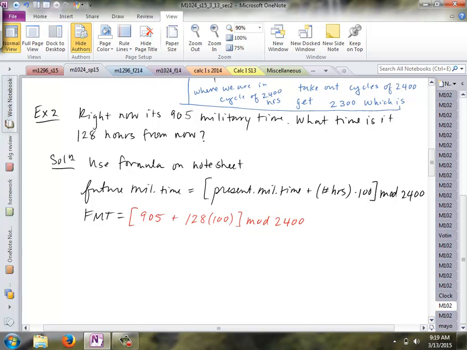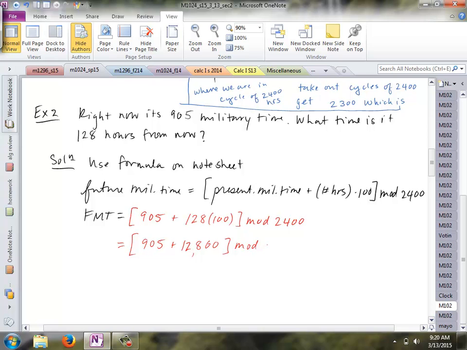mod 2400. Now there's some fancy modular algebra you can do, but for our purposes, the thing that will always work, and we should just do it this way, is to do the parentheses first, find the value out front of the mod part, and then just do that mod part at the end. So within those brackets, we do multiplication first, right, with order of operations. So here we get 12 with the 8, 2 zeros, so 12,800.